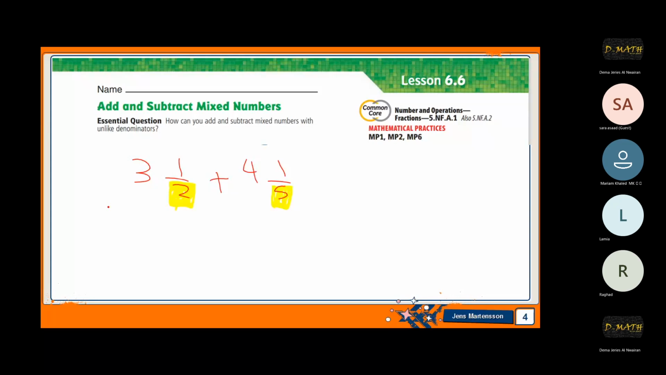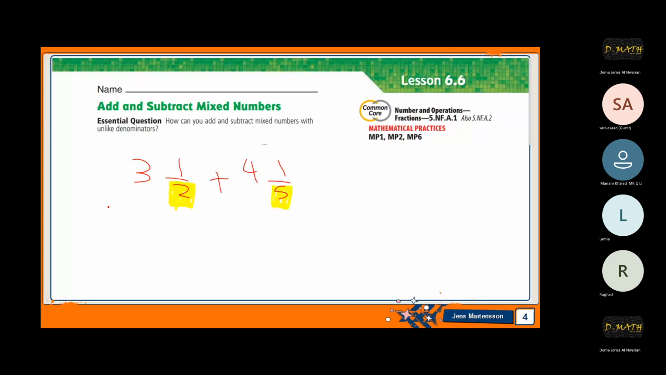Now then, the denominators are not the same, so stop here. We cannot add. The first step, you must make the denominators the same. In order to add them, we must have the same denominator, and we don't have that now. So what can we do? We must ask, what is the common denominator between 2 and 5?